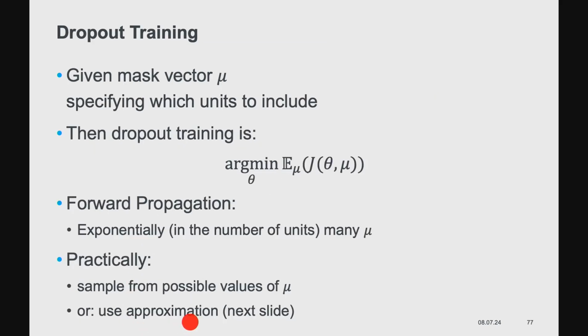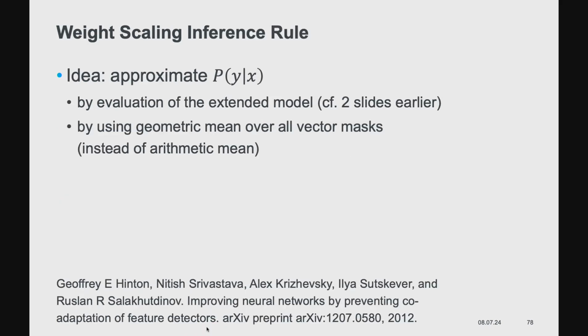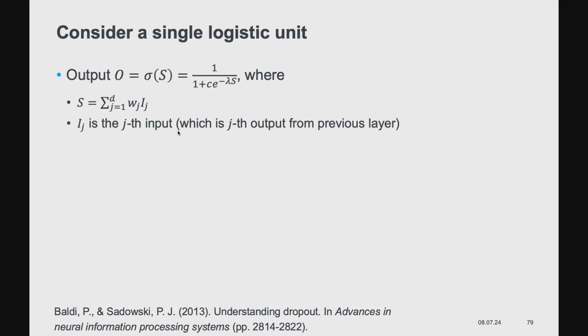Alternatively, one theory says let's approximate the whole thing. So you approximate what you learn, the conditional probability, by evaluating the extended model and by using the mean value over all vector masks. Now this is a small trick. Usually one uses the arithmetic mean, and this is just so the mathematics work out.